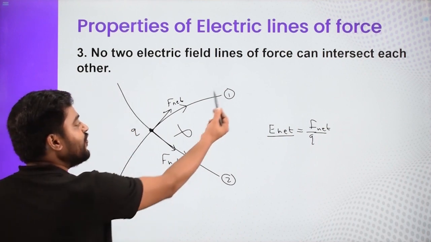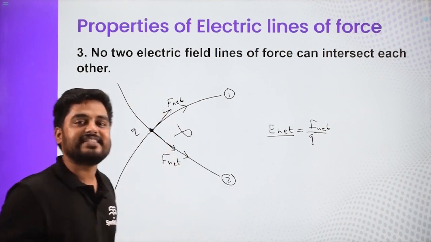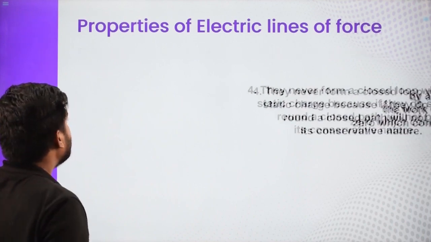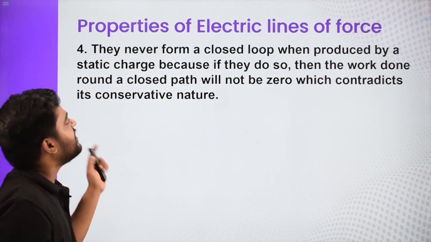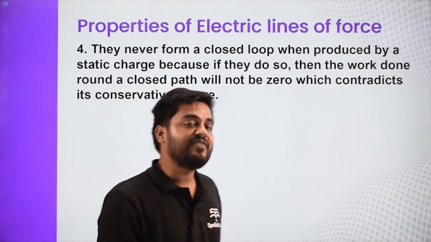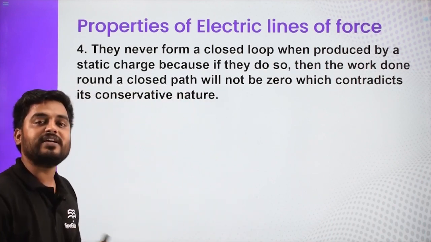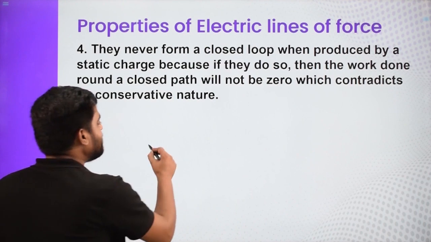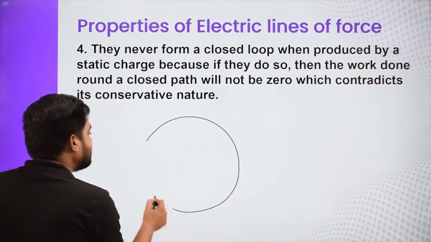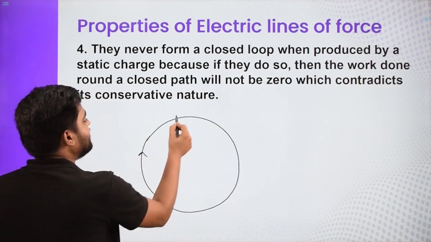So we'll say 2 field lines can never intersect each other. Now the next property is they never form a complete closed loop. What will happen if they form a complete closed path? So suppose there is an electric field line which is forming a complete closed loop.